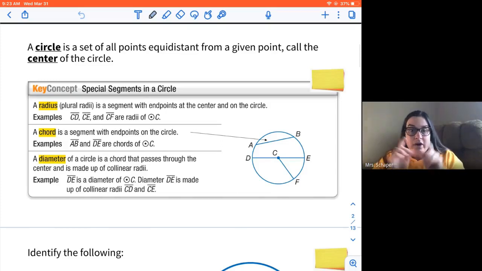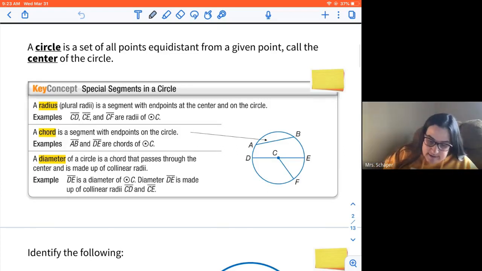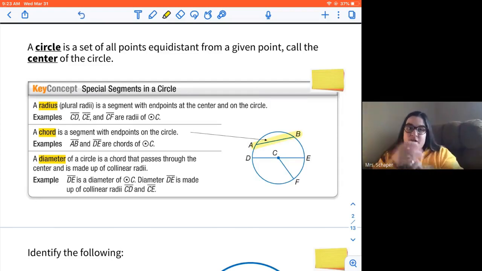The chord, this is probably a new vocab word for you. The chord connects any 2 points on the circle, but does not go through the center of the circle. And then the diameter is what you call the chord that does go through the center. So I said that the chord doesn't, right? We call it a diameter when it does go through the center. Okay, so radius, diameter, you probably already knew. Chord was maybe something a little bit newer.